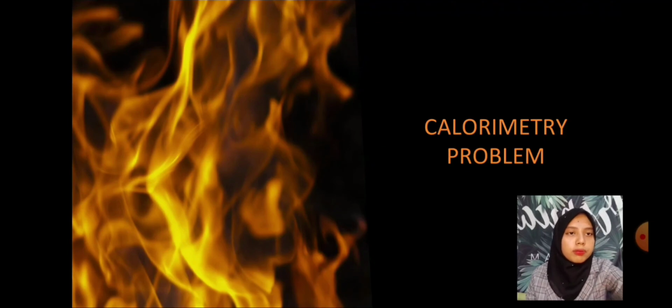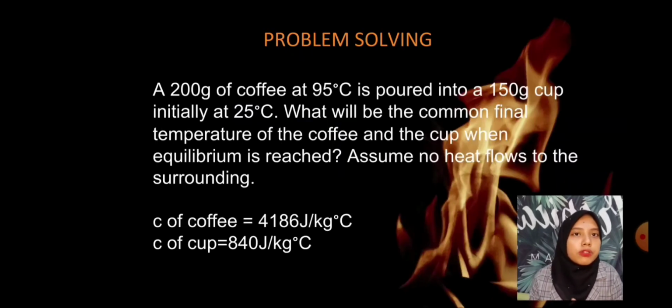Let's move to the calorimetric problem. A 200 gram of coffee at 95 degrees Celsius is poured into a 150 gram cup initially at 35 degrees Celsius. So what will be the common final temperature of the coffee and the cup when equilibrium is reached? Assume there is no heat flow to the surroundings. The heat capacity of the coffee and cup is also given. So how to solve this problem?